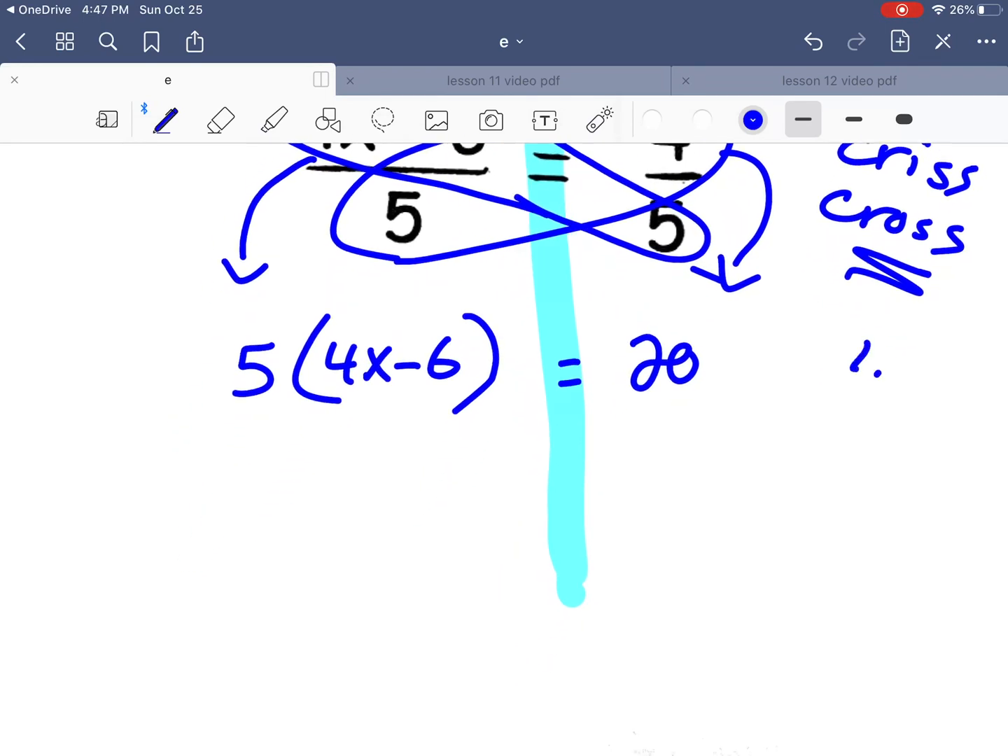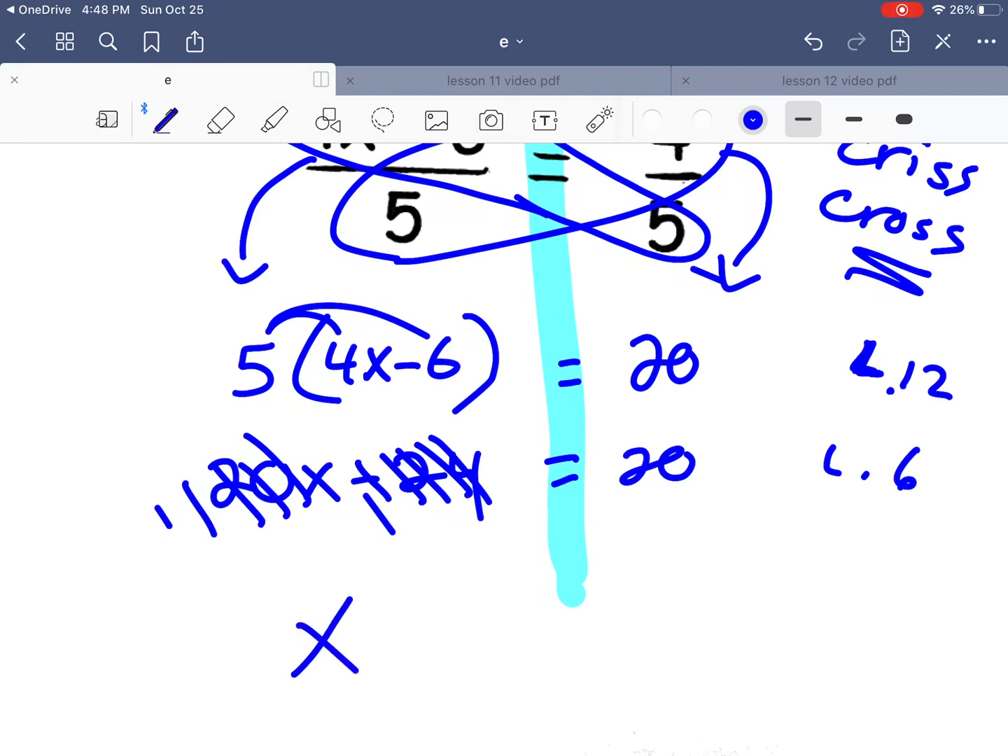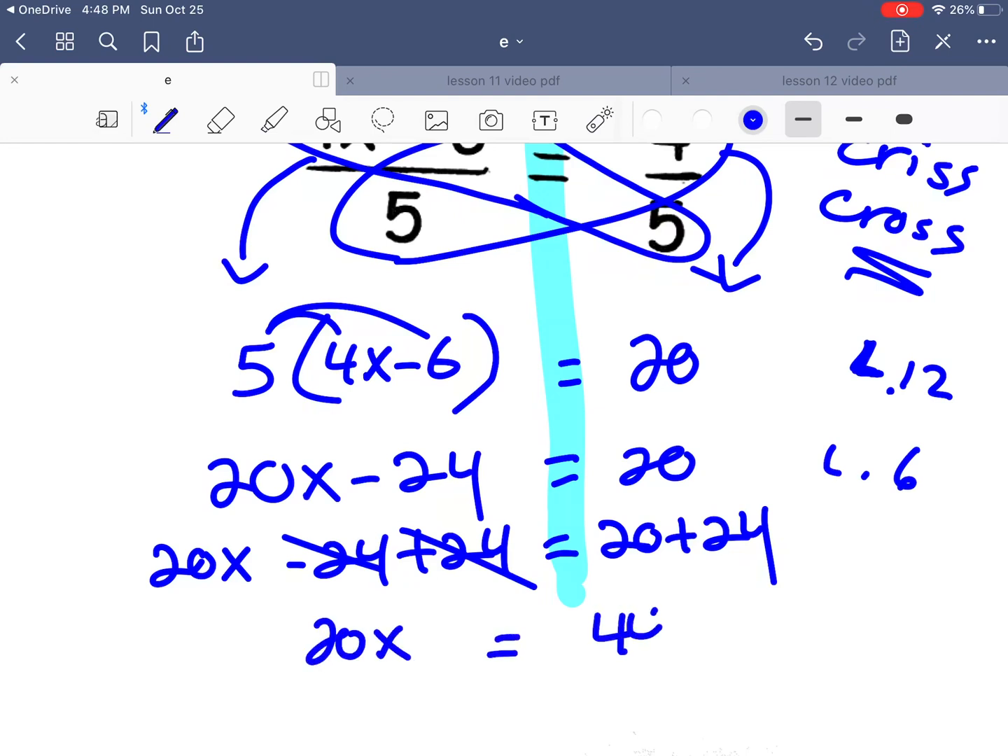Now we're back to the previous lesson, lesson 12. Multiply this out, 20x minus 24. You guys had lots of practice of that, equals 20. Now we're back to lesson 6. I need to get rid of the minus 24, and I need to get rid of the 20 to leave x by itself. But step by step, remember my trick, the thing stuck on the x always is last. So let's get rid of the minus 24 by adding a 24 to each side. These two are gone. 20x is equal to 44.